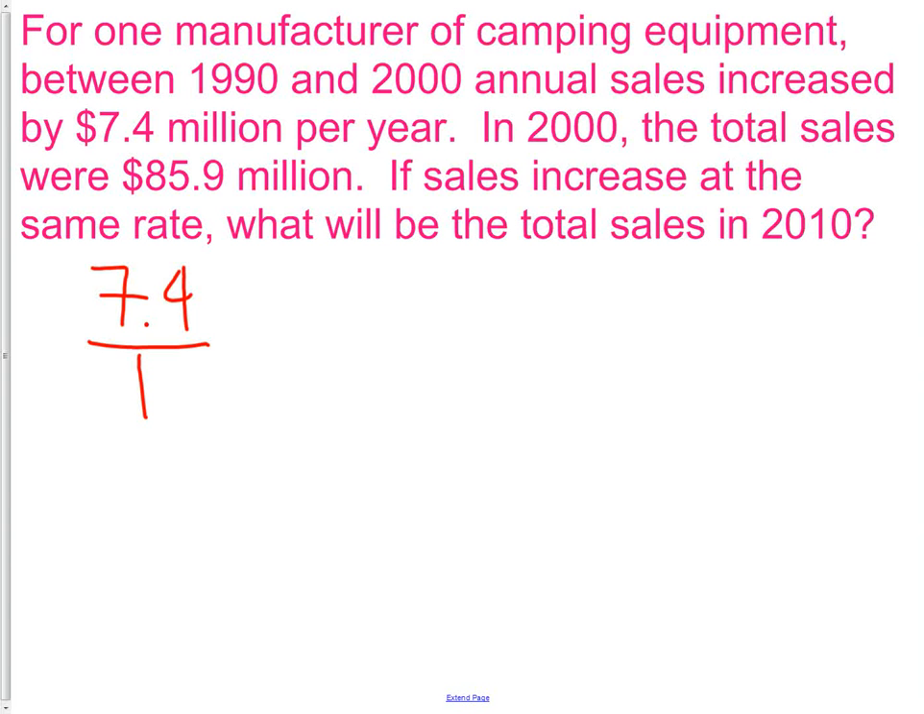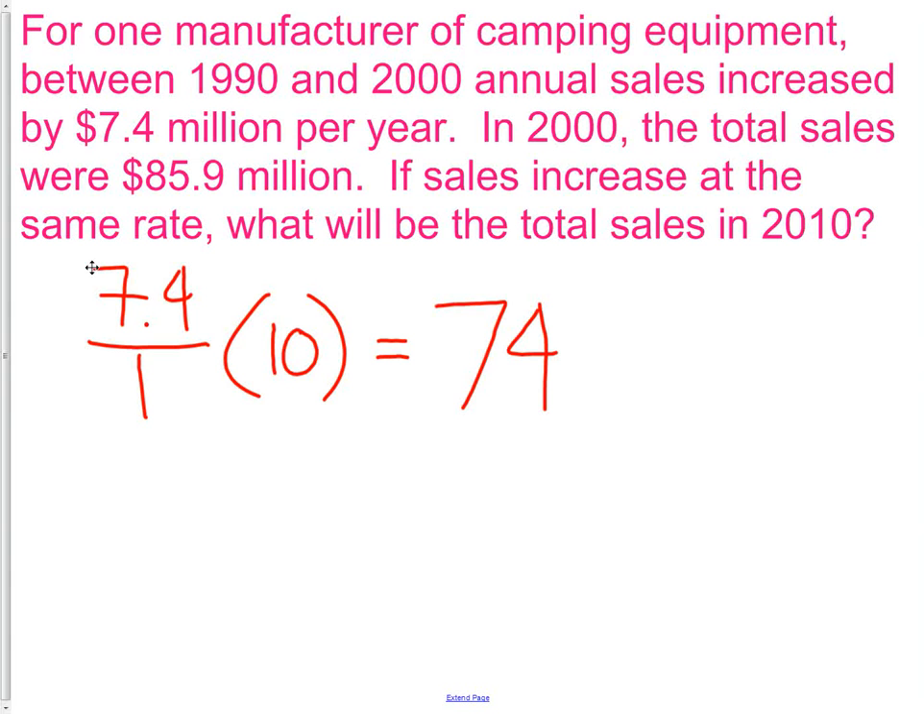That means we are going from the year 2000 to the year 2010, so we need to take this rate times the number of years we're going to grow, which is 10. That would bring us to a total of 74 million. So that means it's going to grow by an additional 74 million over the next 10 years.